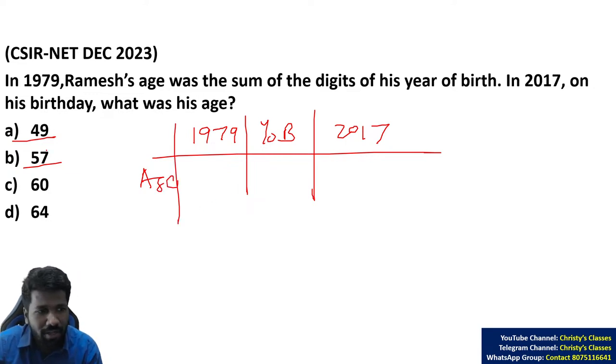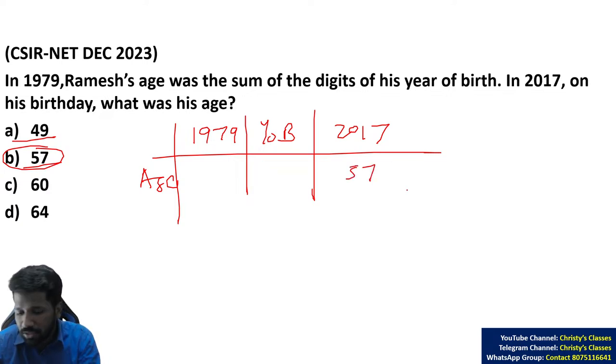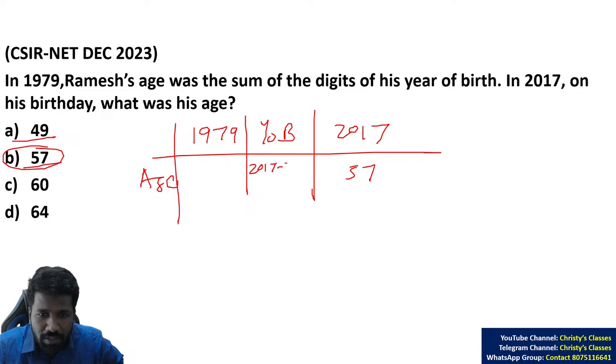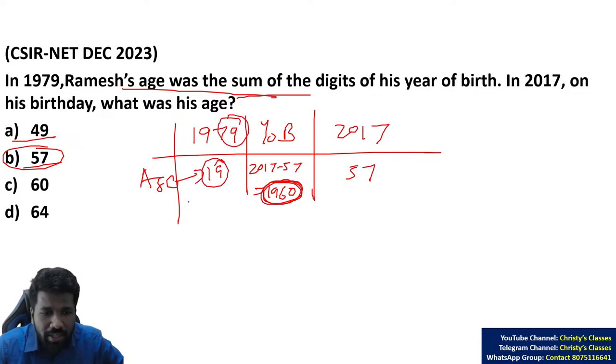2017 mein, option B answer hai, toh 2017 mein 57 years hai. So year of birth will be 2017 minus 57. 2017 minus 57. So year of birth will be 1960. So 1960 year of birth hai to, this sentence read it once again. Ramesh ka age 1979 mein, 1979 mein matlab 1960 plus 19 is 1979 na. His age is 19.